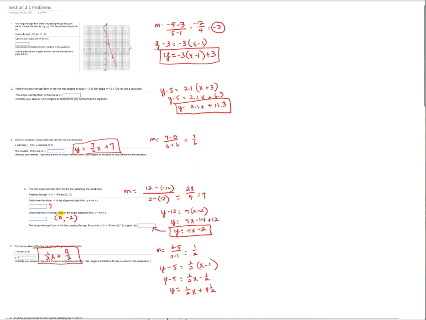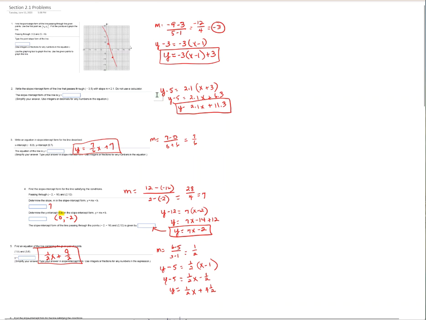And the only thing you need to do to get it in the form for MyMathLab is to add this 3 to the other side. You don't have to distribute. So your answer can be y equals -3 parentheses x minus 1 plus 3. Then on the graphing tool, you're going to plot both of those points and it'll graph the line. That should take care of that.